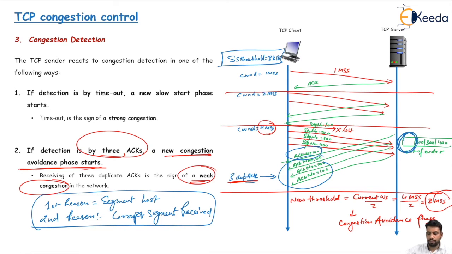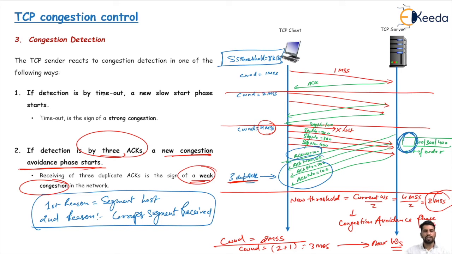So this is done, and this way we are solving the problem. The new threshold is done. Now we will start with the congestion avoidance phase, and in this phase the congestion window increases additively. Additively means if the threshold is equal to 2 MSS, the next congestion window is 2 plus 1 equal to 3 MSS, and this goes up to the maximum sender window size value.